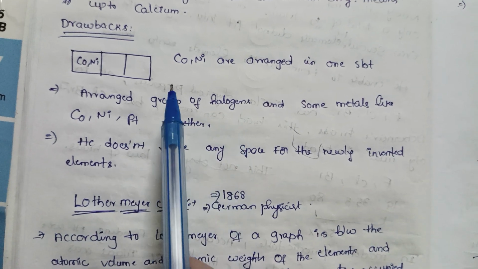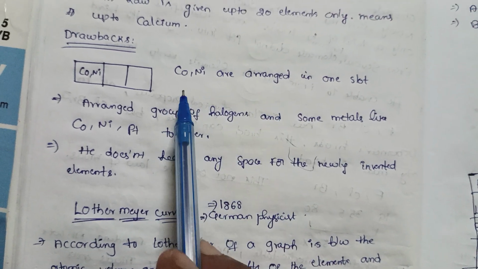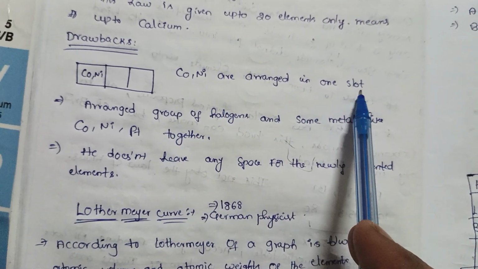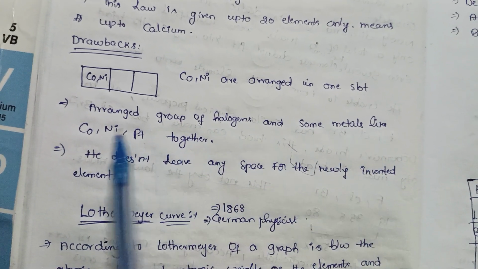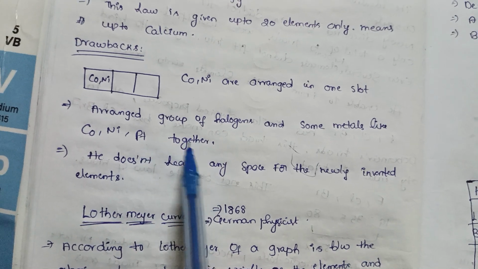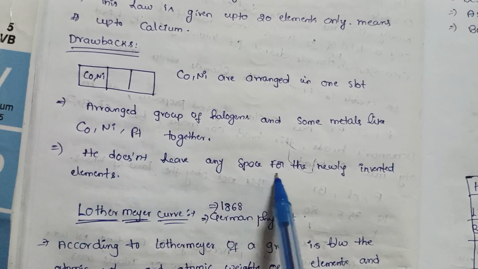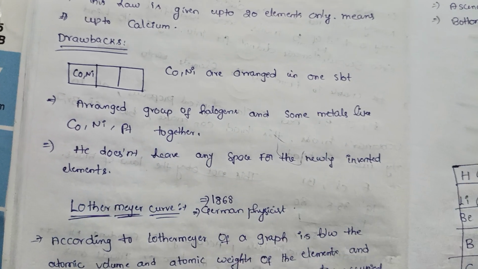Drawbacks of Newland's law of octaves. Cobalt and nickel are arranged in the same slot. He arranged a group of halogens and some metals like cobalt, nickel, platinum together. He doesn't leave any space for newly discovered elements.